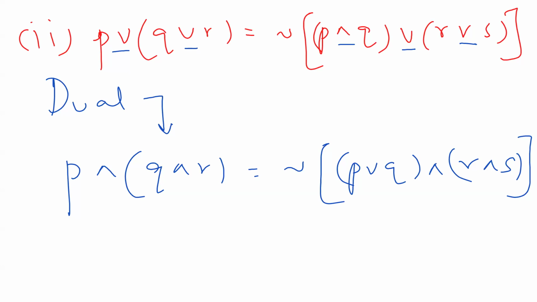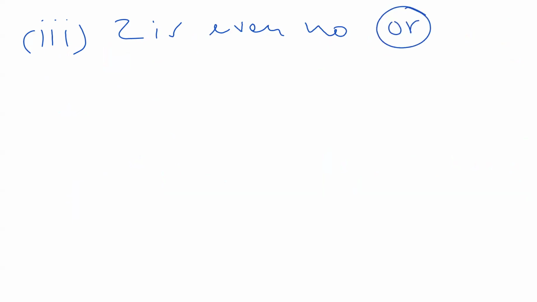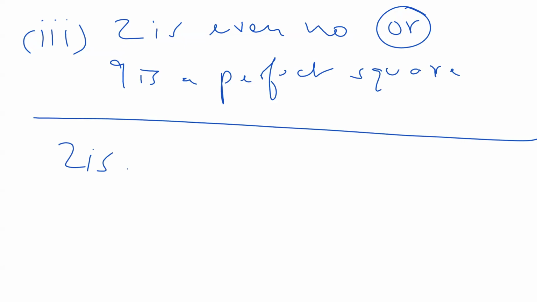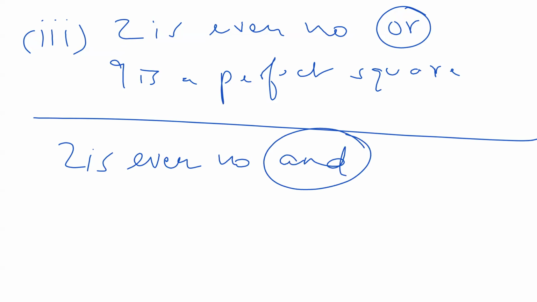Third one. They have given: 2 is even number or 9 is a perfect square. So we'll just write down the dual: 2 is even number and, or changes to and, 9 is a perfect square.